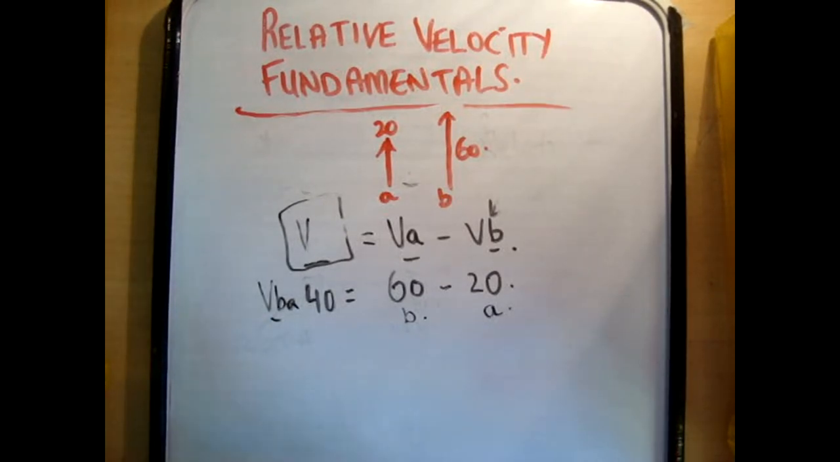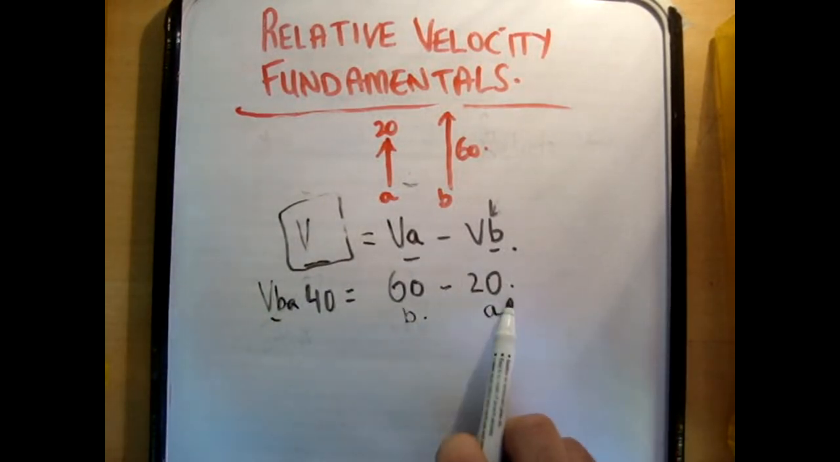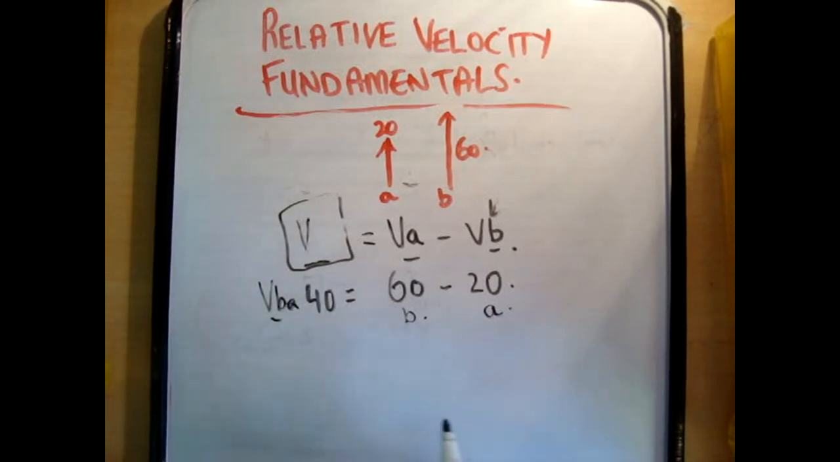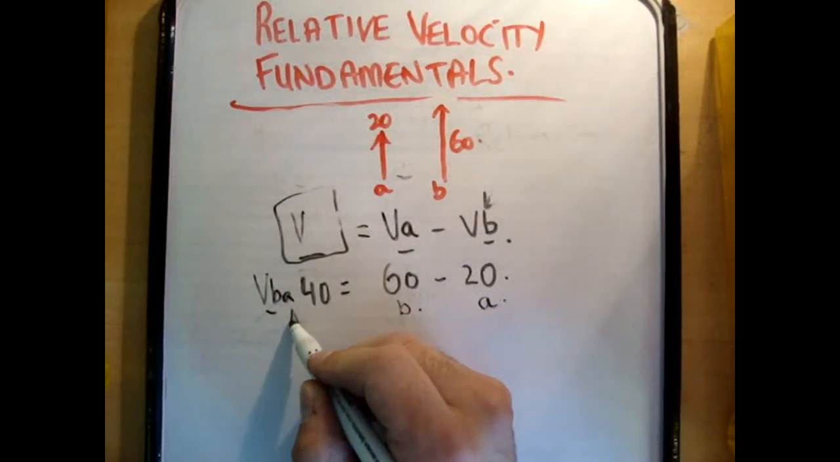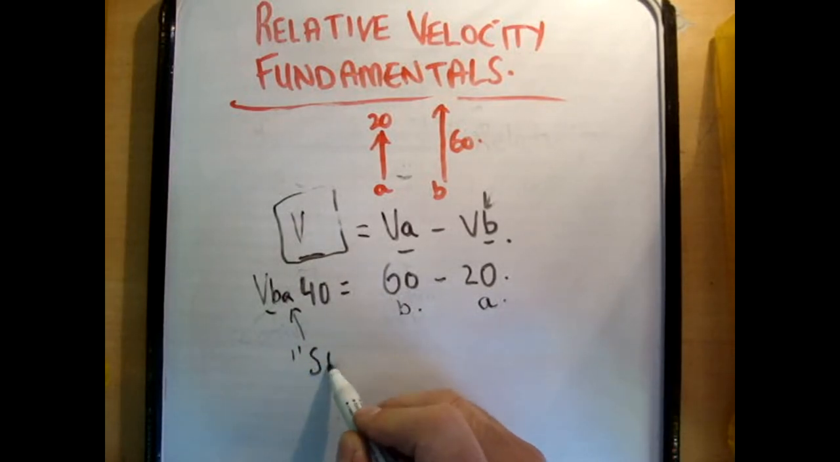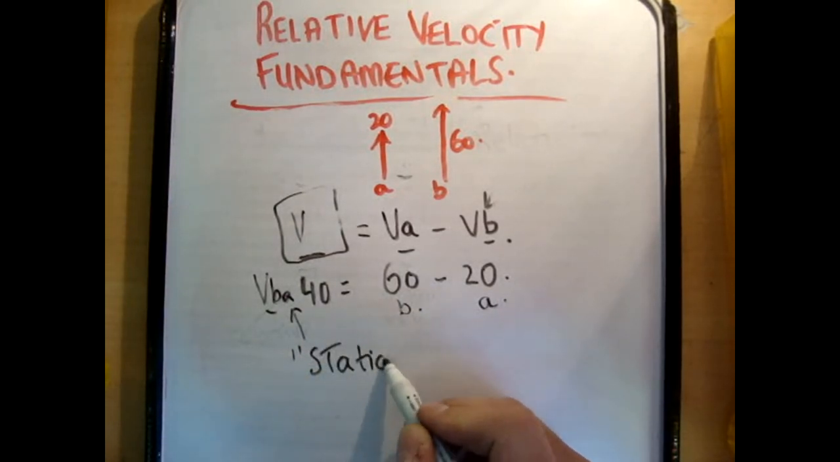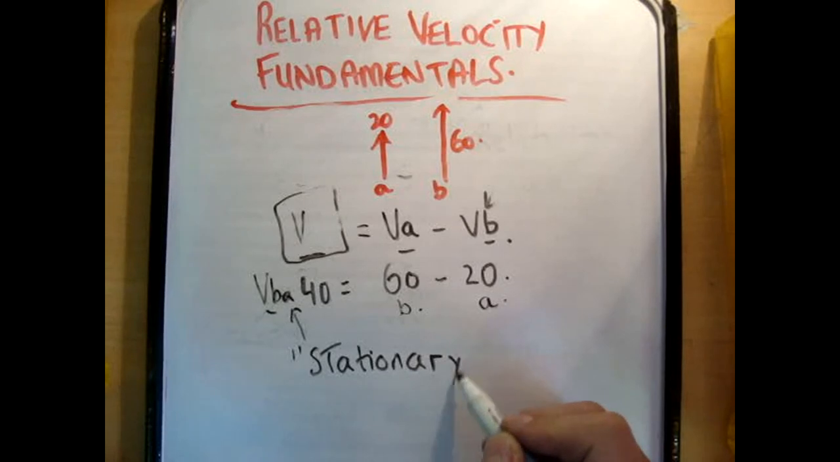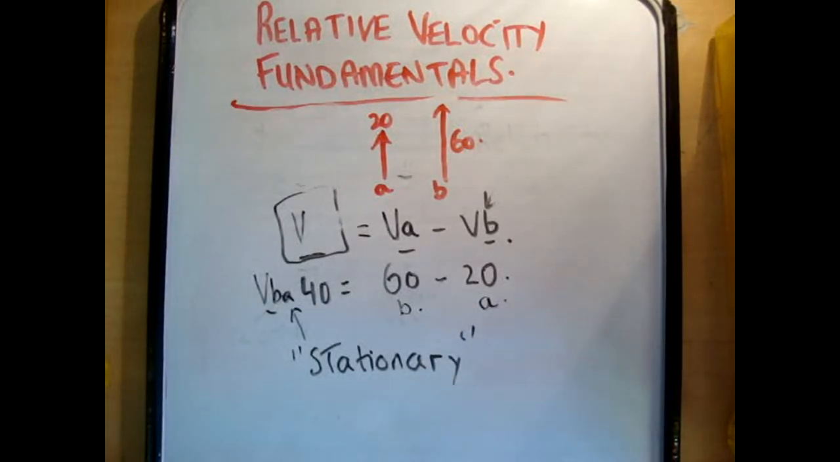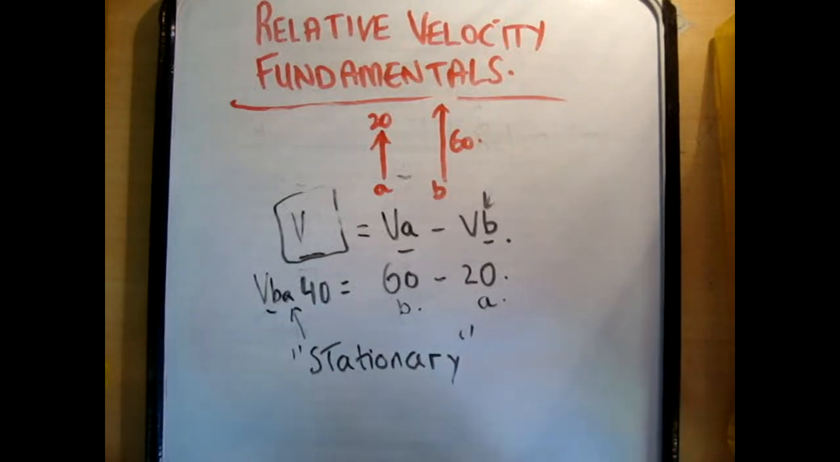Alright, so the velocity of B with respect to A, which is exactly what we're thinking. The velocity of B relative to A. So A is the one that can be said to be stationary. That is the stationary frame of reference. VBA, the velocity of B with respect to A. So how much quicker it's moving than A, or if A was stationary, what would B look like it was doing? Alright.